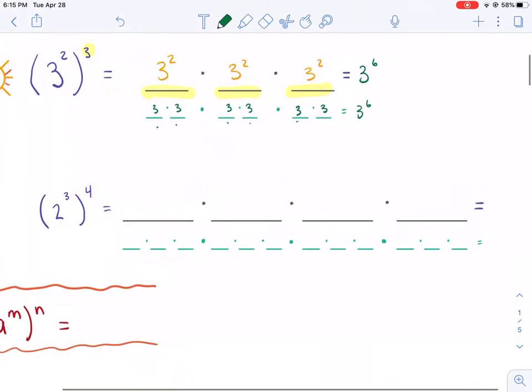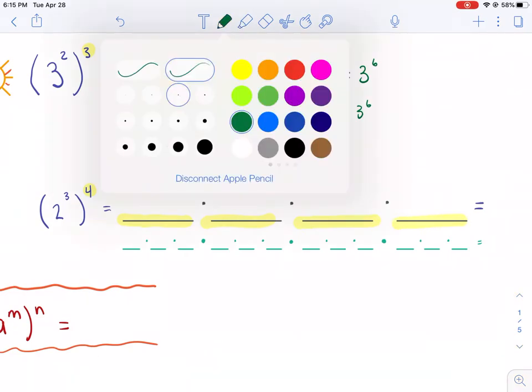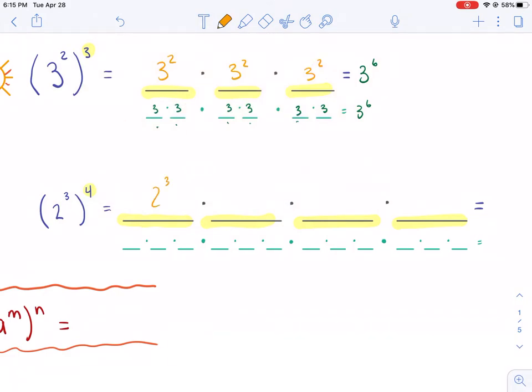Let's do one more just to make sure you get it. Okay, so here we have 4th power, so we know we're going to be multiplying something 4 times. Okay, what is that something we're multiplying? 2 to the 3rd. 2 to the 3rd times 2 to the 3rd times 2 to the 3rd. Now, if we wanted to, we could say 2 to the 3rd is 8 and do 8 times 8 times 8 times 8. Or we could do it the long way and say that's the same thing as 2 times 2 times 2 and so on, twelve 2's in all.